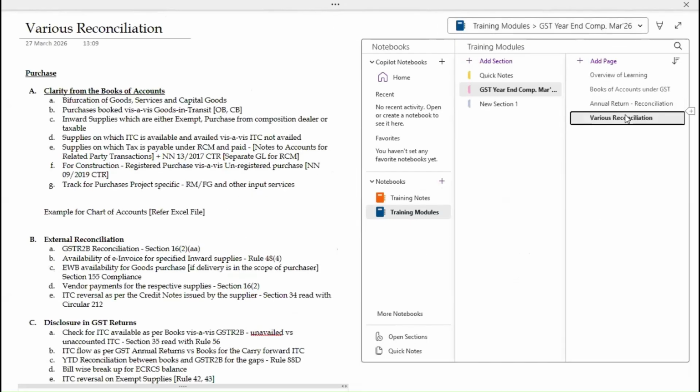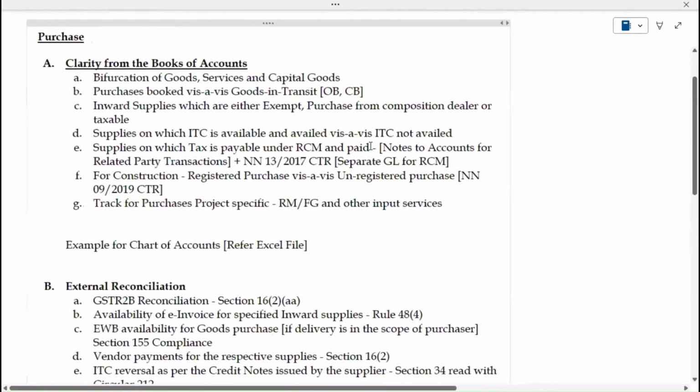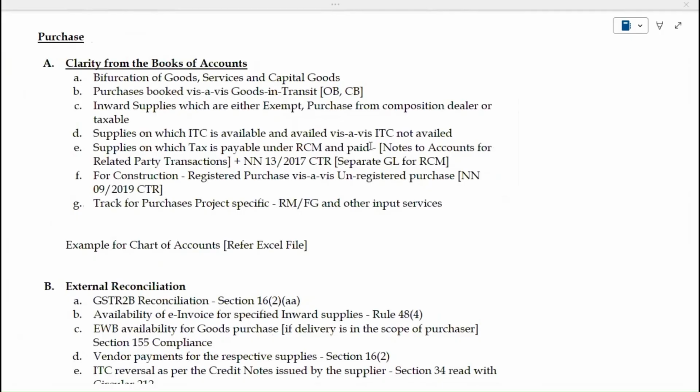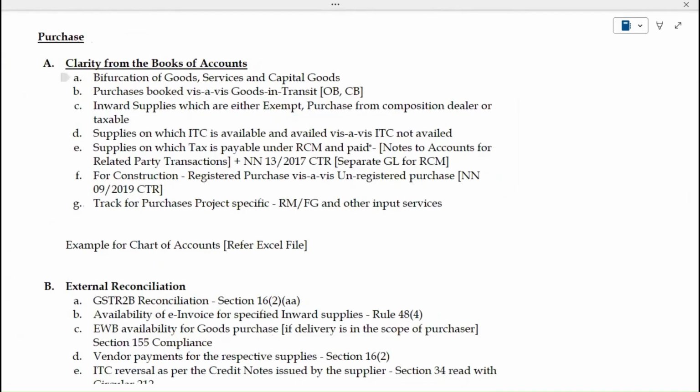Now we'll move on to a very, very important aspect called reconciliation. So what is that? When we talk about reconciliation, what does the GST law expect and how can we maintain our books of accounts to reach proper disclosure? So the starting point, let's understand from the purchases point of view. From the purchases point of view, what is the clarity I need to have from books of accounts? As a taxpayer, as a chartered accountant, as a cost accountant, as a GST officer, what is it that I need to understand? What is it that I need to review?